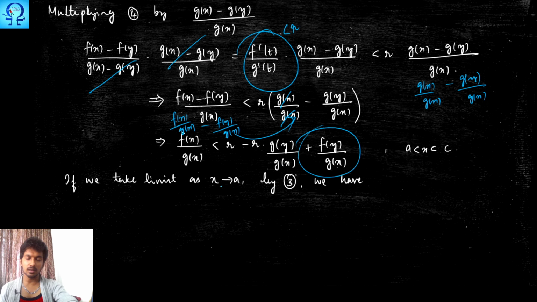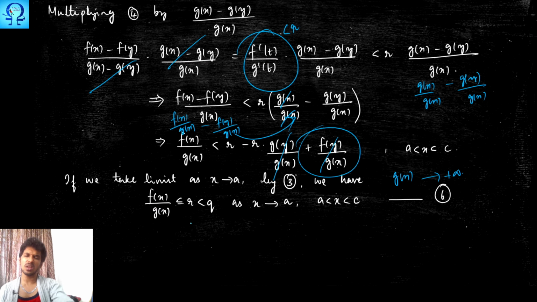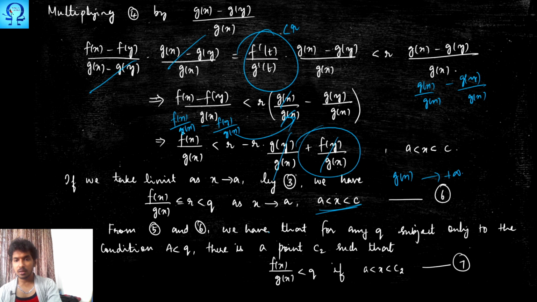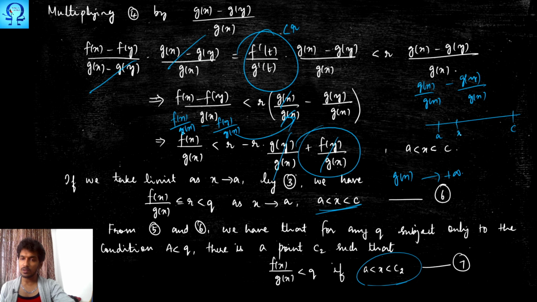In this case, let us take the limit as x approaches a. As x approaches a, what we have by 3 tells you that g of x goes to plus infinity. So when g of x goes to plus infinity, this quantity vanishes and this quantity vanishes. We will be left with what? F of x upon g of x is less than r. We write this as less than or equal to r, which is less than q, as x approaches a for some x between a and c. So we are combining 5 and 6. Whether we assume 2 or 3, finally we land with f of x upon g of x less than q for some point between this thing. Actually we had a here, c here, in between we choose x and y. Between these two things we choose some c2, that can be anywhere, such that these things happen.